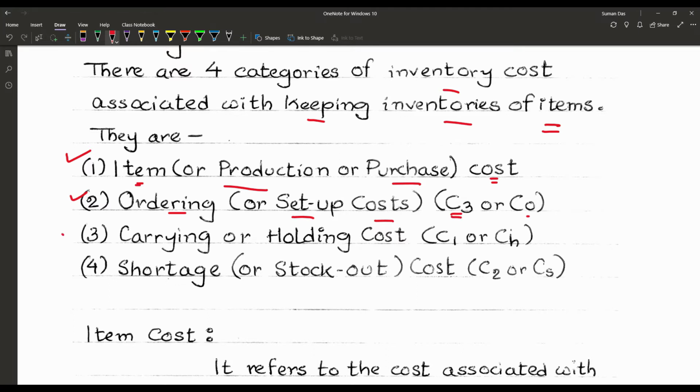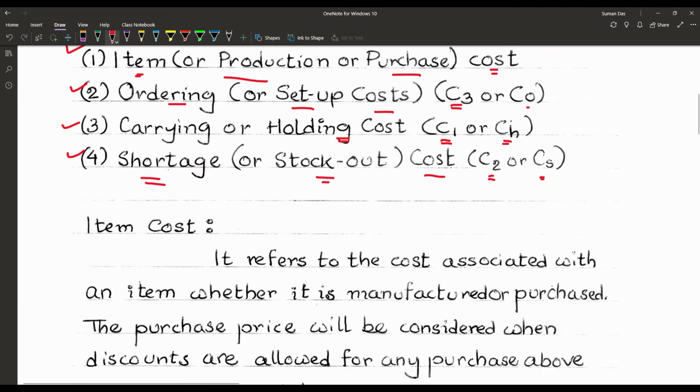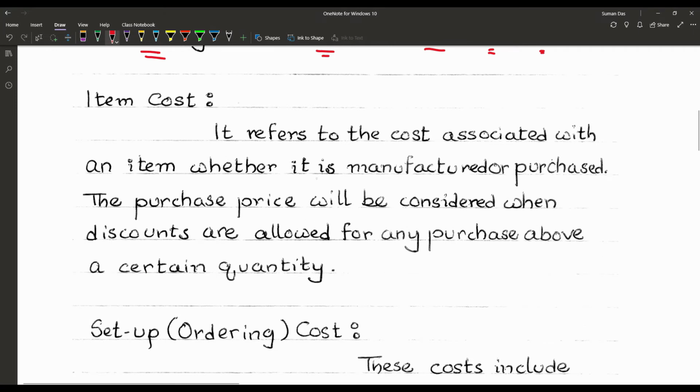The third one is known as the carrying or the holding cost and is denoted by C1 or CH. And the fourth one is known as the shortage or the stock out cost, and that is denoted by C2 or CS. Now, what is the meaning of the item cost?